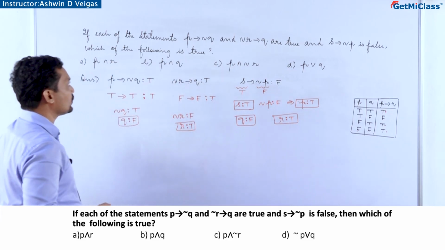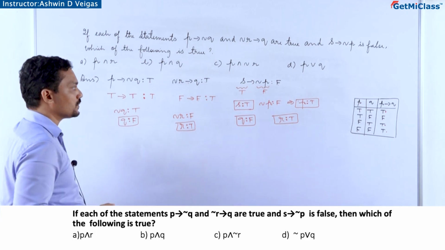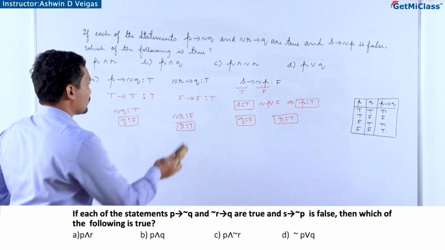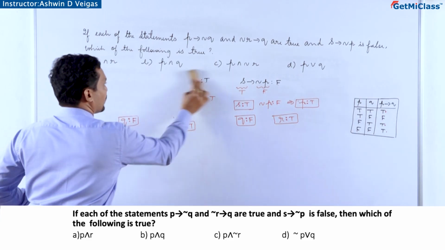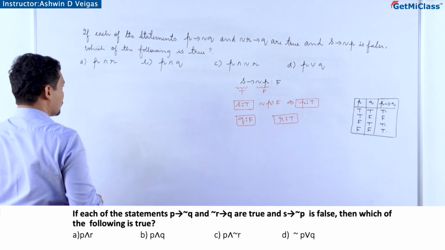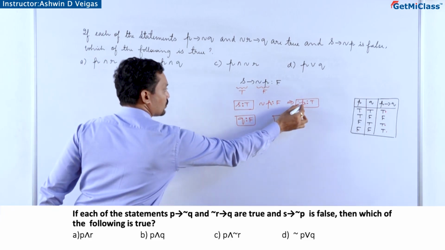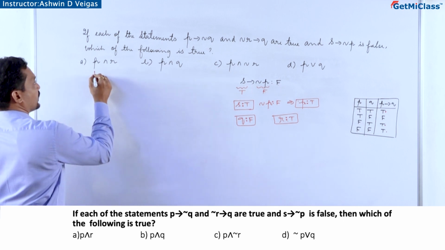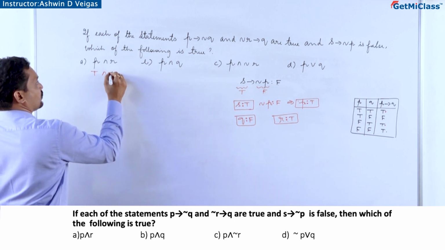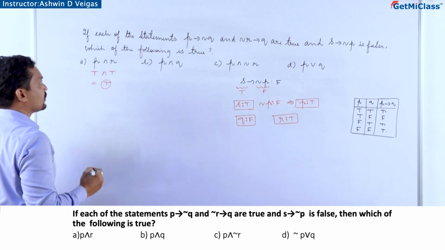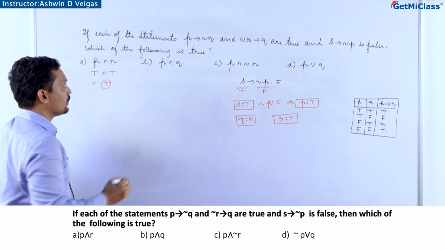Now, we will substitute and find out which of the options is true. So, I will just remove this and we will go by options now. Now, let us go to the first option, P and R. Now, P is true, R is true. So, you will get true and true. So, this answer will be true. Yes. So, therefore, option A is the answer.